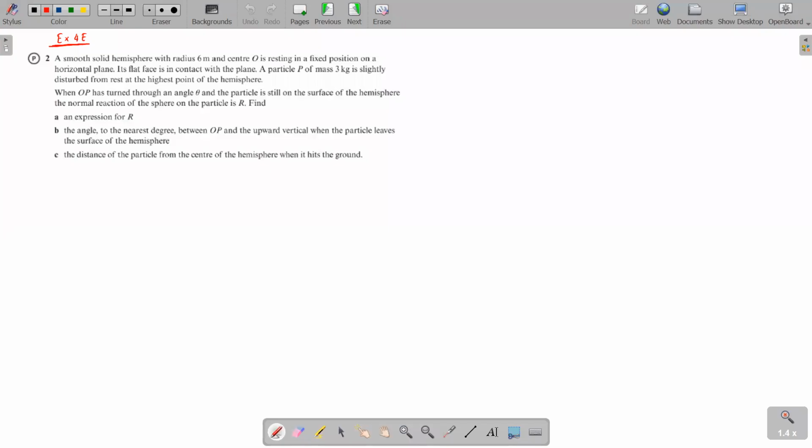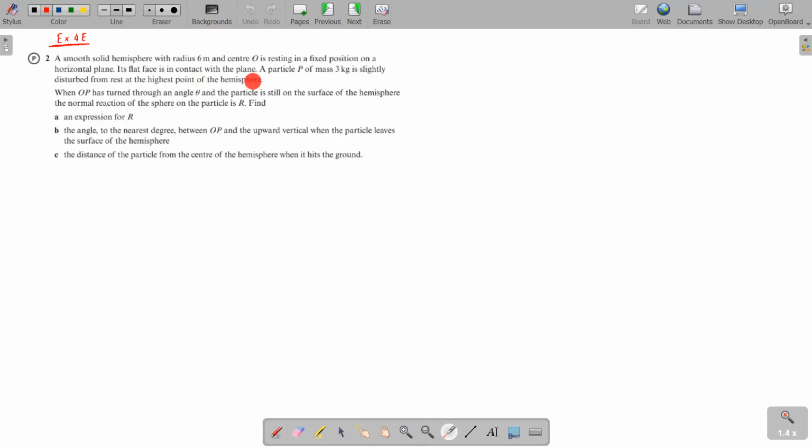All right, guys. So let's go to question number 2 in exercise 4E. So again, it's a full circular motion sum. They say a smooth, solid hemisphere with radius 6 meter and center O is resting in a fixed position on a horizontal plane. Its flat face is in contact with the plane.